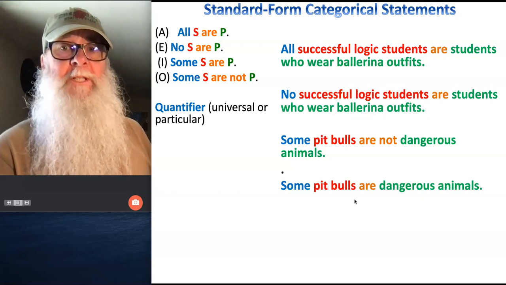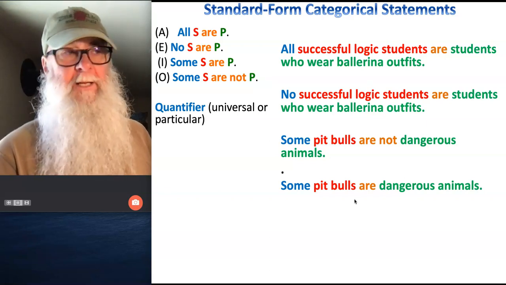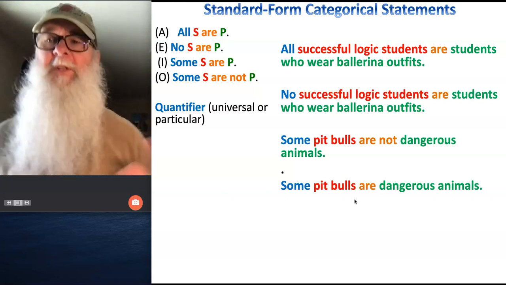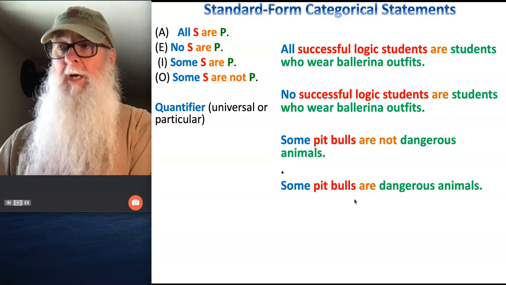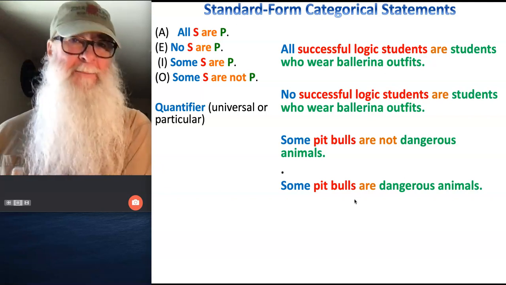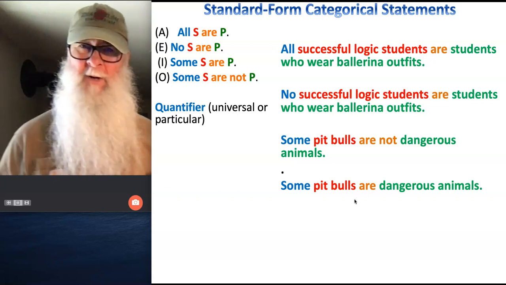So all the words you see here in blue, all, no, and some, these are called our quantifiers, and they have the function of identifying for us how many of the thing we're talking about we're actually talking about. Are we talking about all of them? Are we talking about just some number of them? Maybe 1, maybe 10, maybe 100, but something less than all?